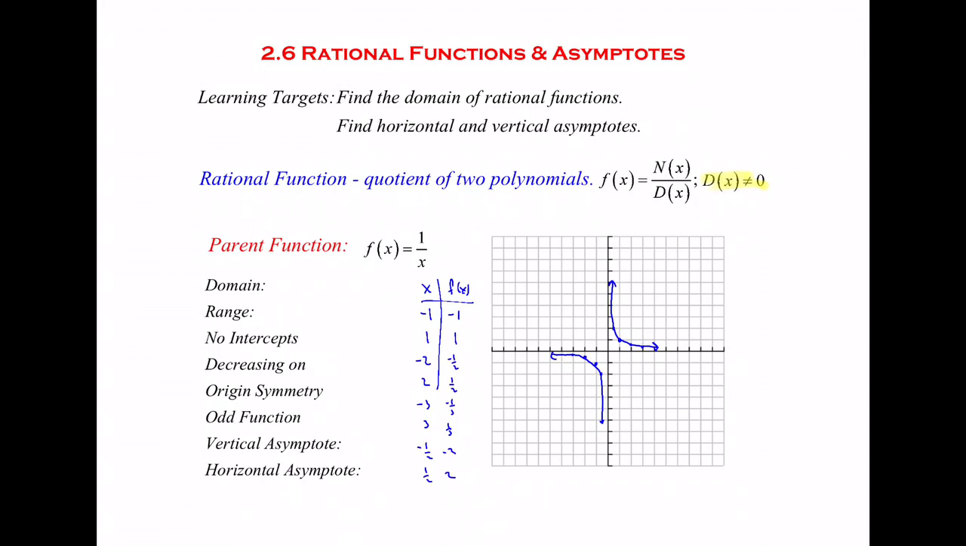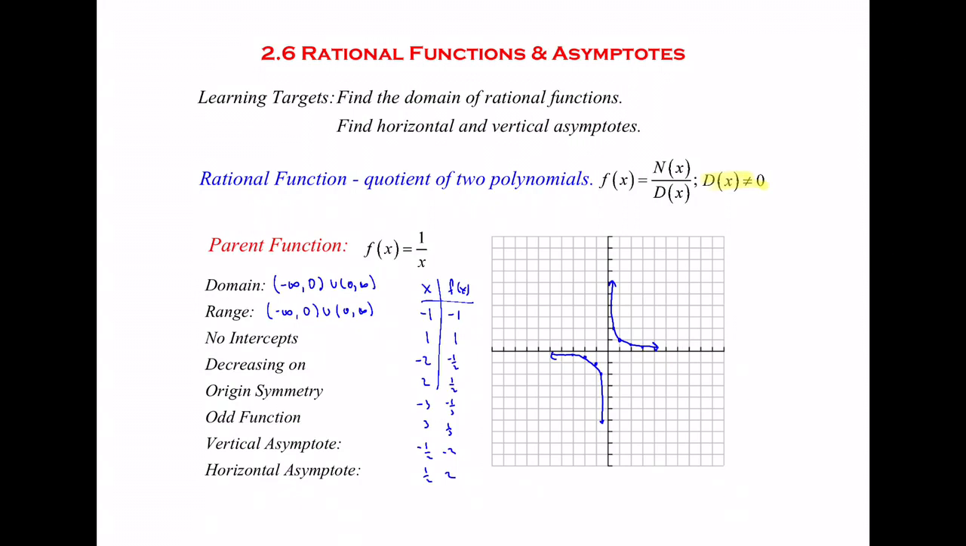So what's the domain? Well, we start with all real numbers, and then we identify that the denominator cannot equal 0, so the domain would be all real numbers, excluding 0. The range, the same thing. The range goes up and down forever, but it never crosses the x-axis, so your range is negative infinity to infinity, excluding 0. There are no intercepts. It doesn't cross the x or the y-intercept.